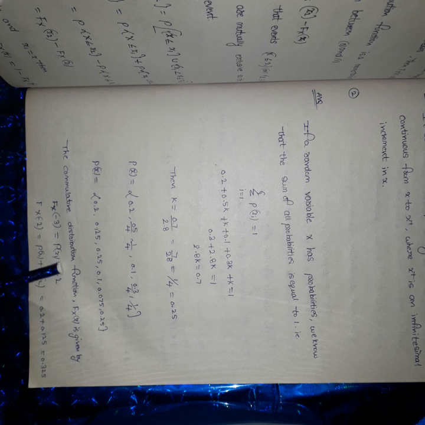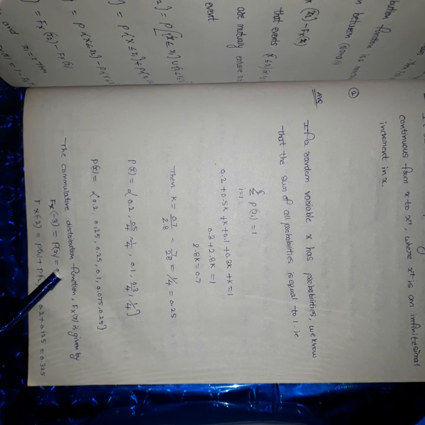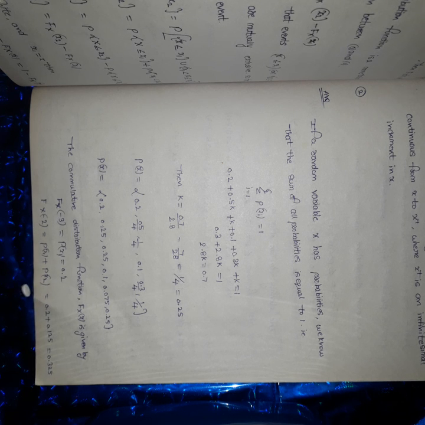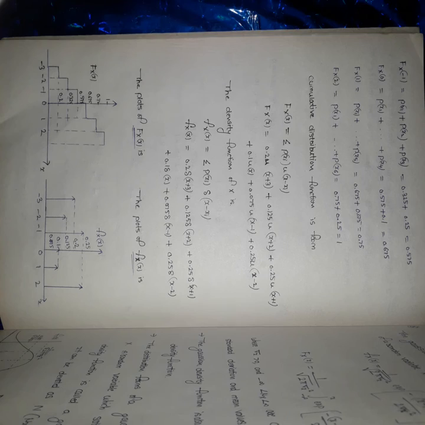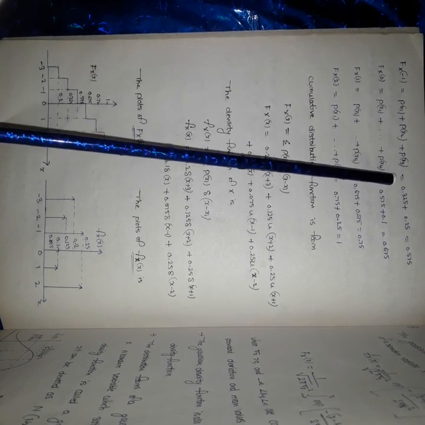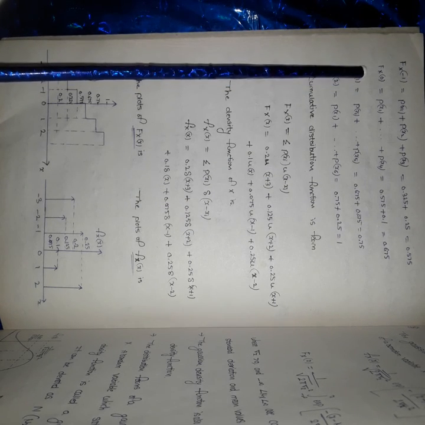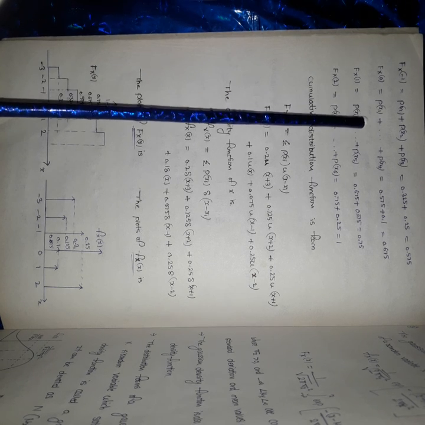The cumulative distribution function Fx of x is given by Fx of minus 3 is equal to P of x1, which is equal to 0.2. Here Fx of minus 2 is equal to P of x1 plus P of x2. The summation is 0.2 plus 0.125, nothing but 0.325. Now continuing, Fx of minus 1 is equal to P of x1 plus P of x2 plus P of x3. 0.325 plus 0.25 is equal to 0.575. Fx of 0 is equal to P of x1 plus, and so on, up to P of x4.